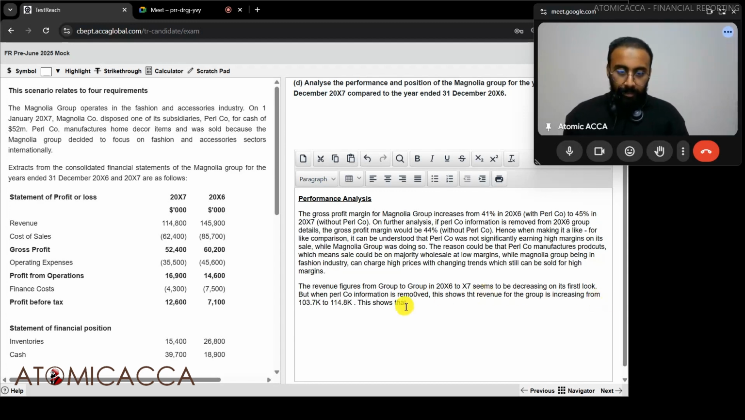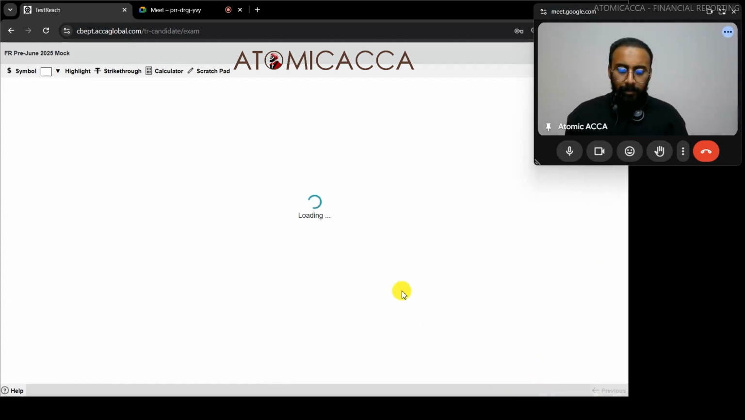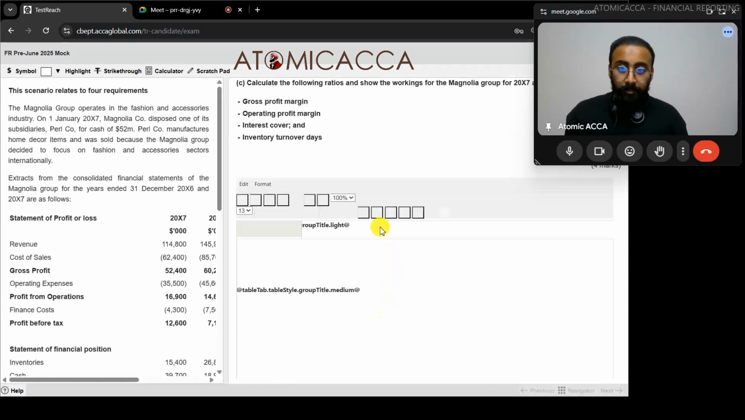This shows that their strategy behind focusing on international sales is being achieved by the disposal of Pearl Company. So that should be enough. What else do we have on this side?